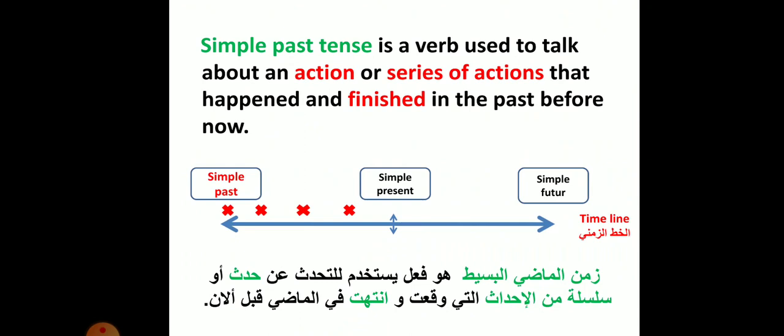The simple past tense is a verb tense used to talk about an action or series of actions that happened and finished in the past before now. Here we have the timeline that shows the simple past.